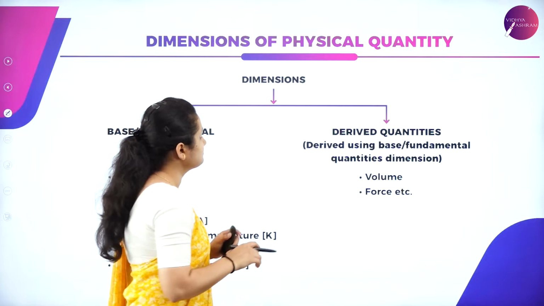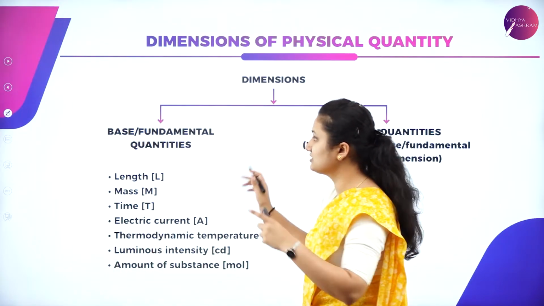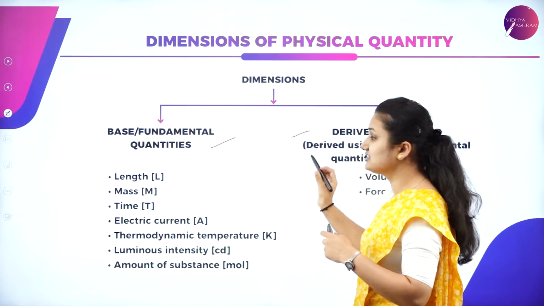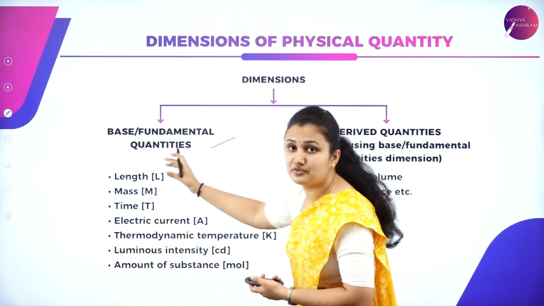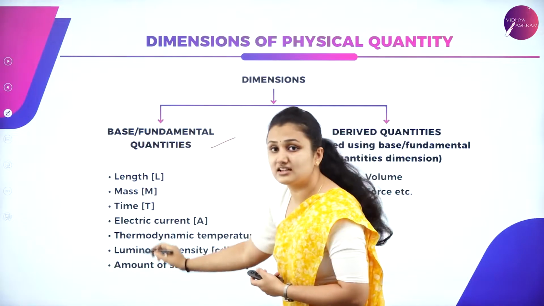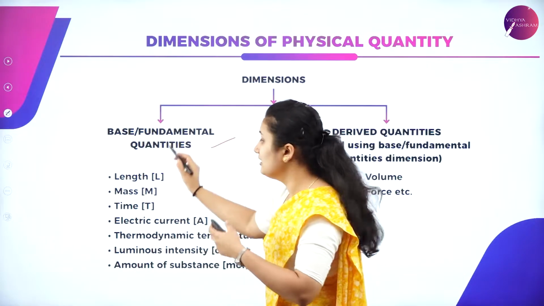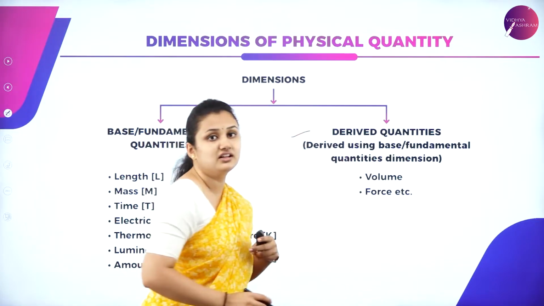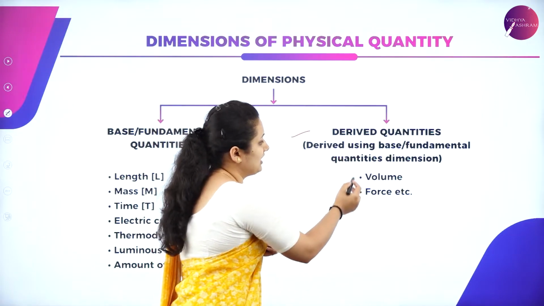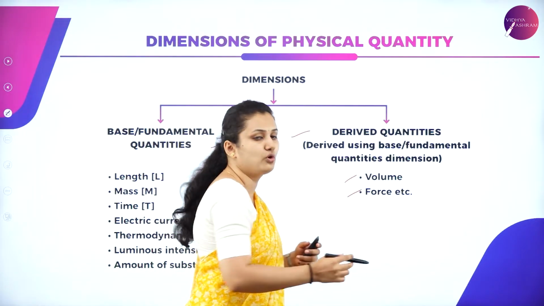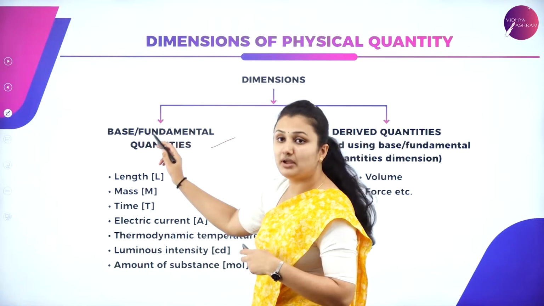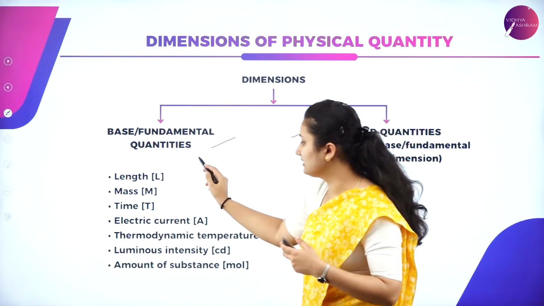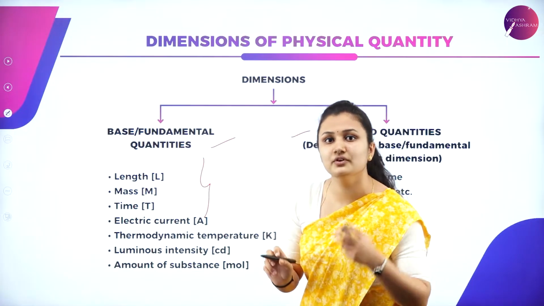Next, you can see quantities are classified into base or fundamental quantities and derived quantities. Derived quantities are derived from the fundamental quantities. These are the 7 fundamental quantities, and from them we derive the derived quantities. Examples of derived quantities are area, volume, force, etc. The 7 base quantities can be called the 7 dimensions of the physical world.